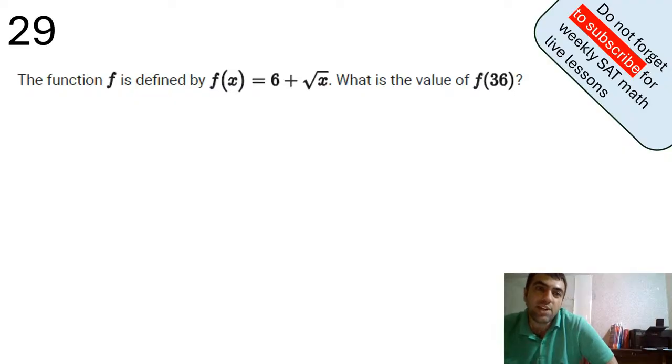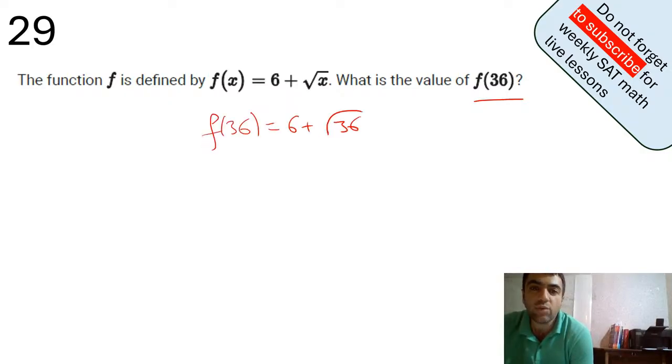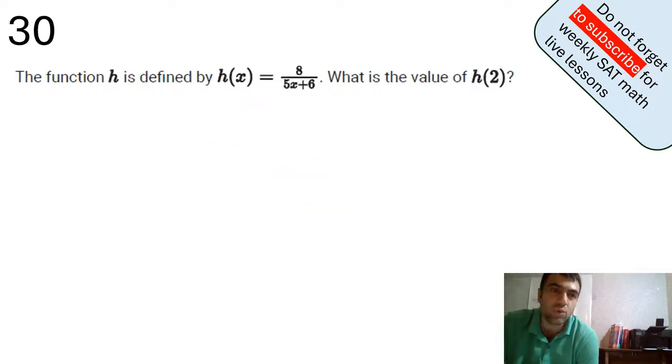The function f is defined by f of x. What's the value of f of 36? Mr. Shahin and Saif say it is 12. f of 36 is equal to 6 plus the square root of 36. 6 plus 6, that is 12. This was a super easy equation.